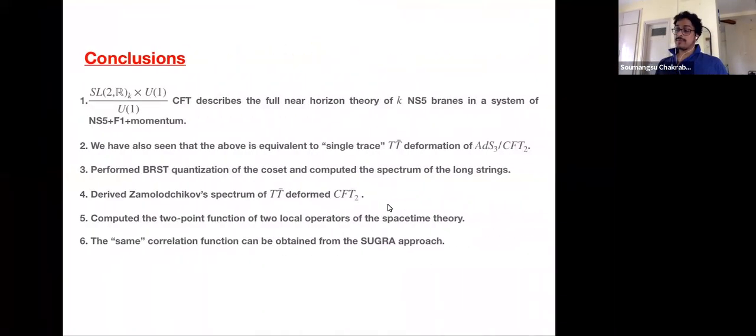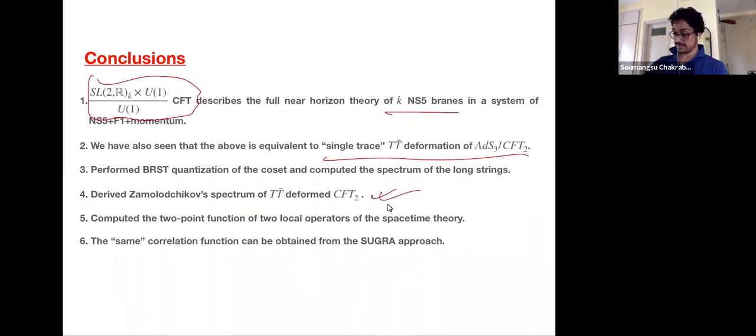So yeah, this brings me to the end of my talk. What I tried to argue is that this coset describes the full near horizon theory of the K NS5 branes in a system of NS5 plus F1 plus momentum. It is also the same as the single trace TTbar deformation of AdS3. And then we calculated the spectrum, derived the holographic spectrum of the TTbar deformed CFT. That means the spectrum that you obtain from here as well.